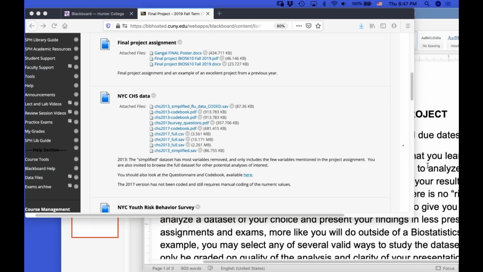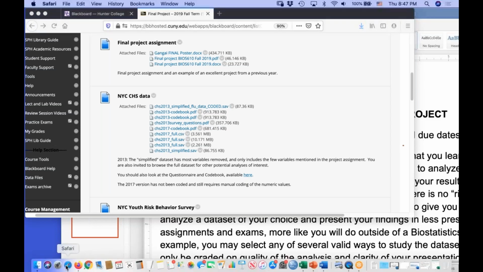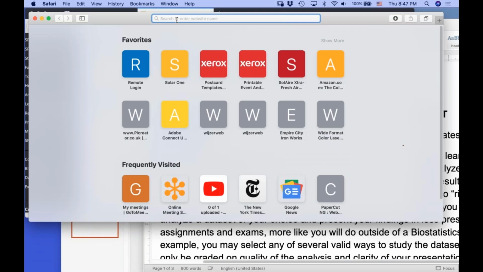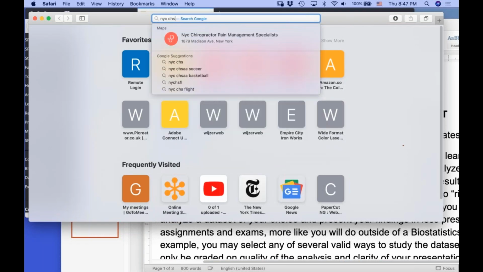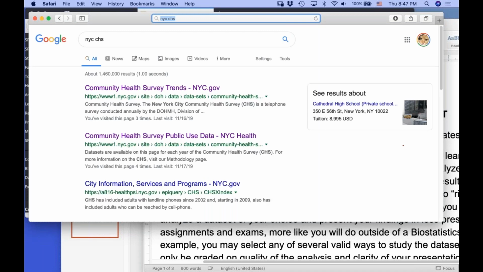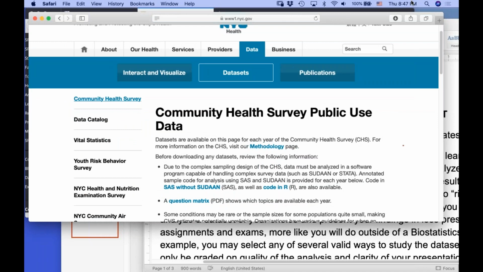Has anybody online heard of it before? I'm going to give you an idea what it looks like. It happens to be a pretty healthy survey for us. New York City Community Health Survey. I think I can get to it just like that. And here we go. Okay, Community Health Data Survey.